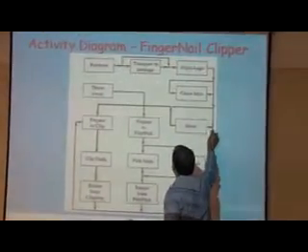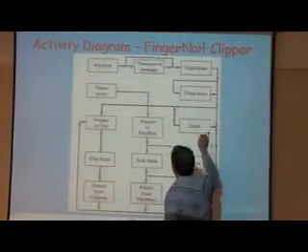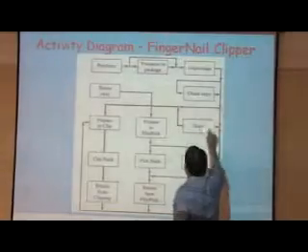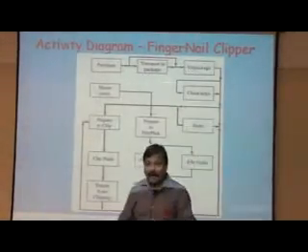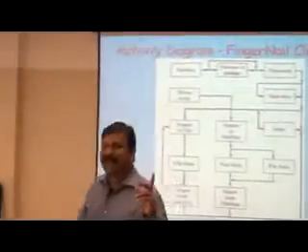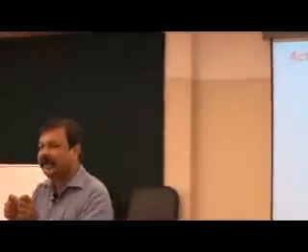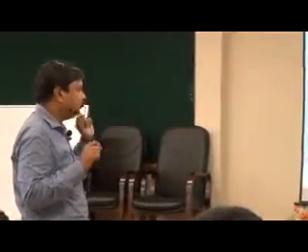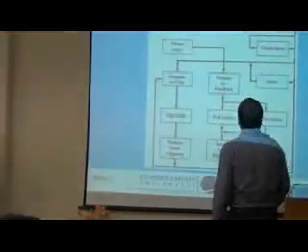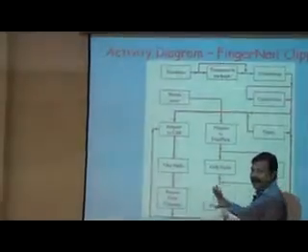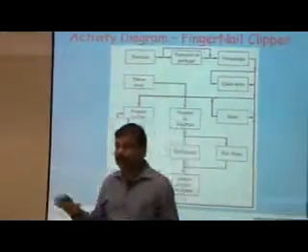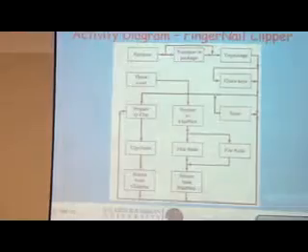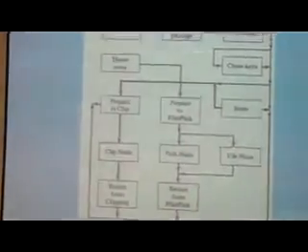Then while coming here, we can store it at intermediate. I can store it. That is an activity. In this case, storing doesn't require much, but at least I should clean it and put it in a safe place. That is an activity. So you can store it. So this is the activity diagram of a fingernail clipper. These are the various activities.